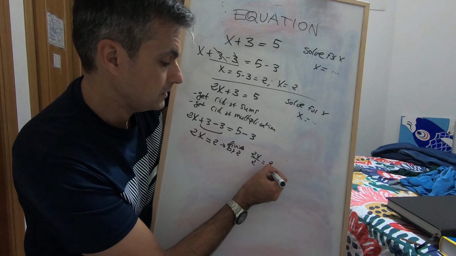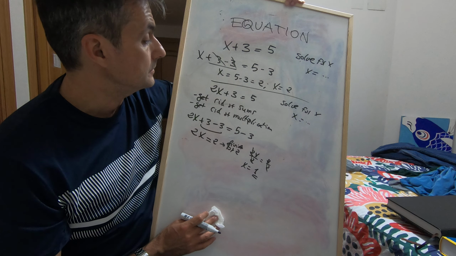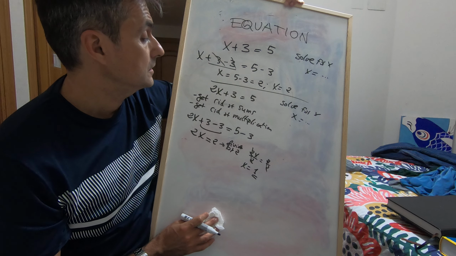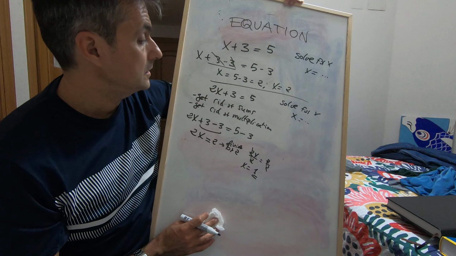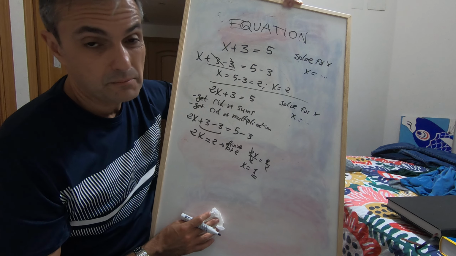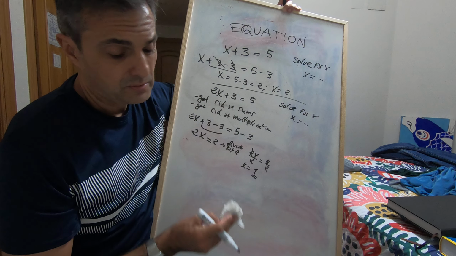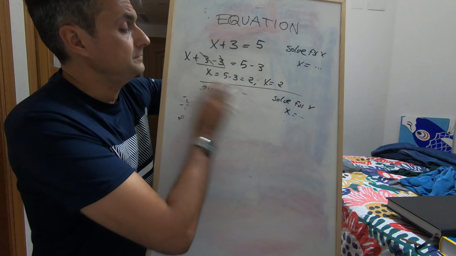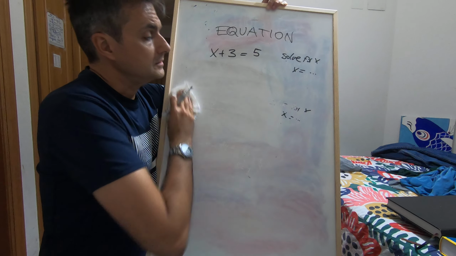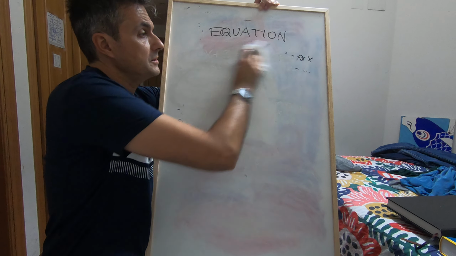So x equal 1 is going to be the result. Let's go back. 1 is a solution of the initial equation: 2 times 1 plus 3 equal 5. Perfect. So it's simple. It's always the same.